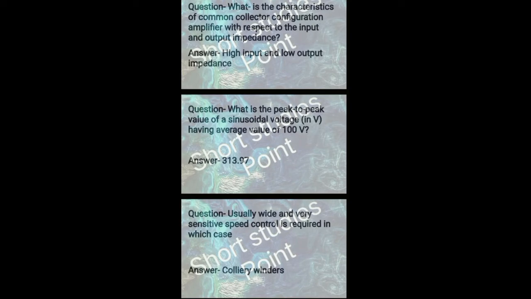Question, what is the peak to peak value of a sinusoidal voltage having average value of 100 volt? Answer, 313.97 volt. Next question, usually wide and very sensitive speed control is required, in which case? Answer, colliery winders. Next question, what would be the minimum depth of a trench from the ground level for cables carrying a voltage between 3.3 kV and 11 kV?